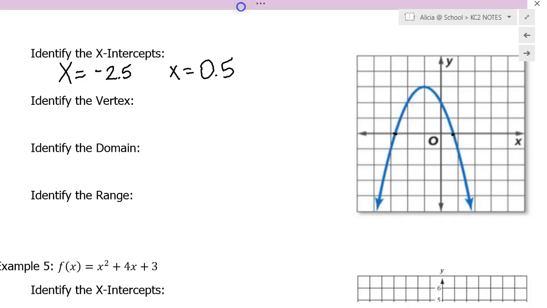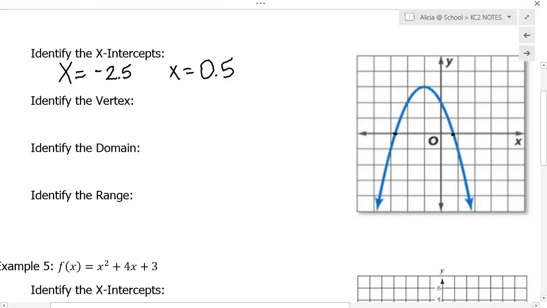Identify our vertex point. So again, this is either a maximum or a minimum. We do see that we have a parabola facing downward. So that means our vertex is a highest point, which is (-1, 3). All right, this is a maximum.